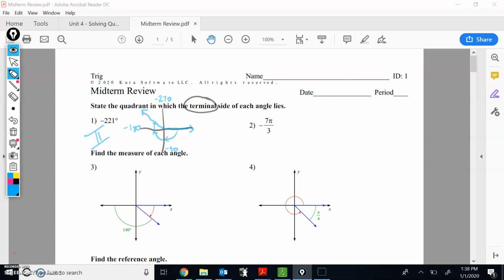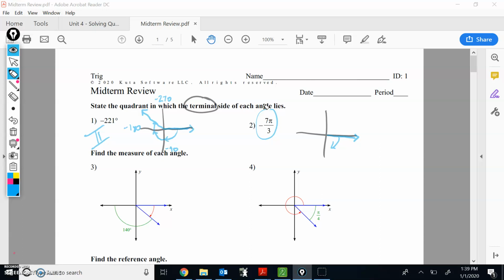Let's do number 2. Let's find where negative 7 pi over 3 is. Again, we start on the x-axis, and if we're going negative, we go this way. Since this is in radians, I'm gonna change that into degrees because I think it's a little easier to work with degrees rather than radians.